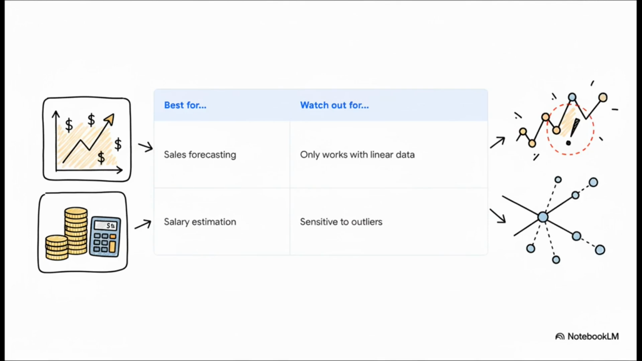So yeah, it's perfect for things like sales forecasting or salary estimates. But its biggest strength is also its biggest weakness. It just can't handle complex, curvy relationships in data.